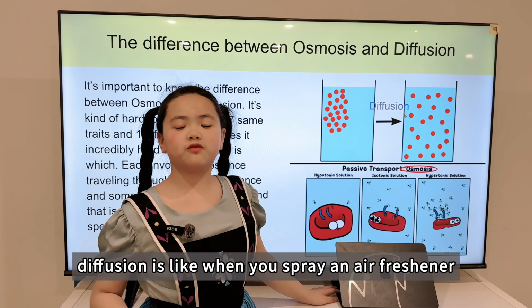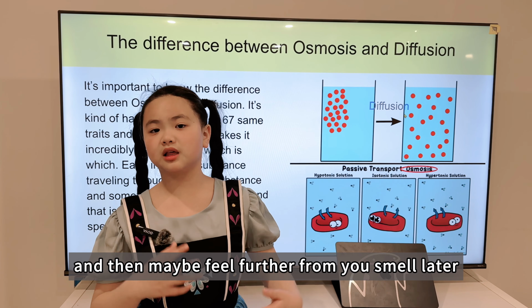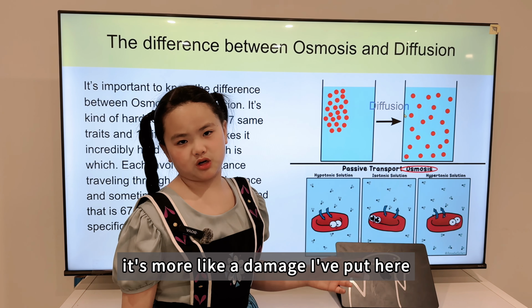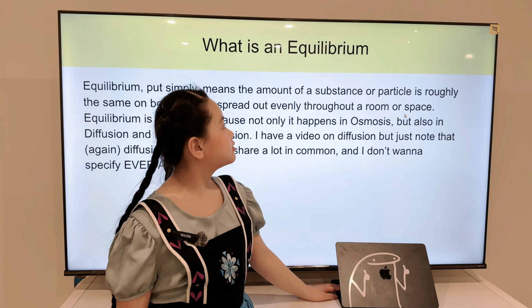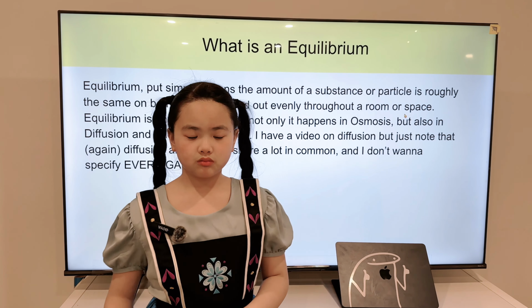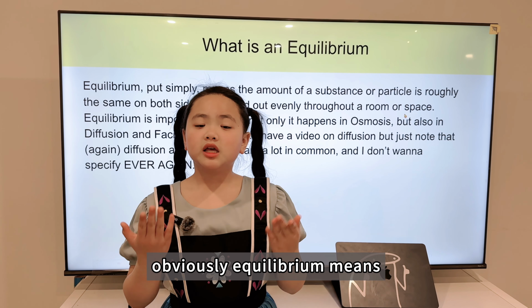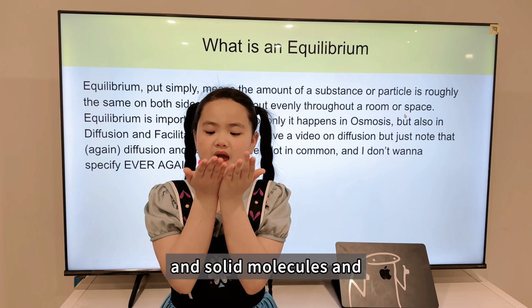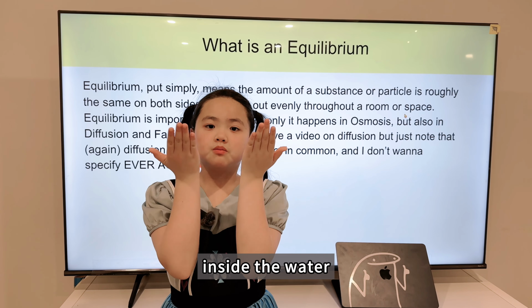Diffusion is like when you spray an air freshener and then people near you smell it right away, and then maybe people further from you smell it later. That's diffusion. But in osmosis, it's more like the image I've put here. Okay? What is an equilibrium? Equilibrium basically means equal, obviously. Equilibrium means, let's say we have an equal number of water molecules and solute molecules and all that dirt and things inside the water. Both sides are equal.